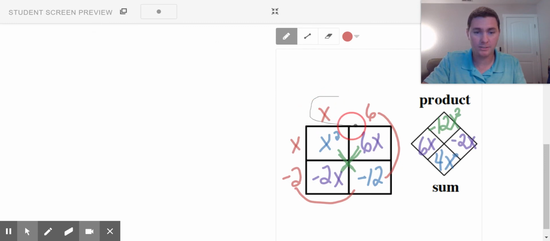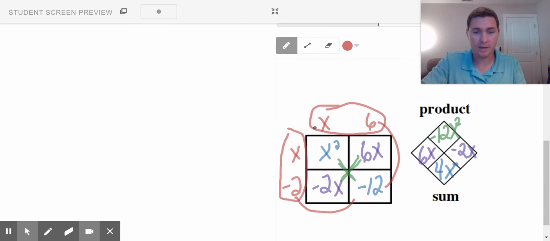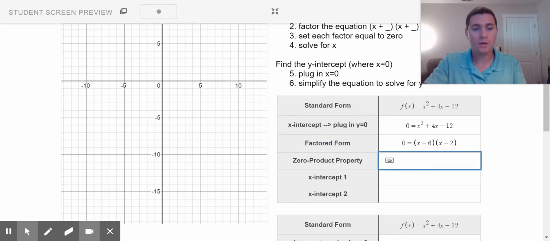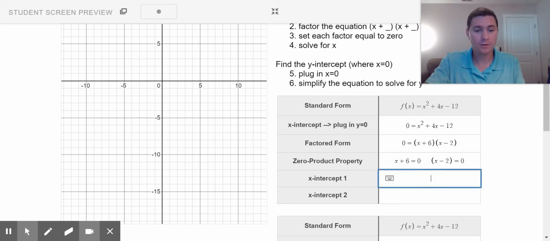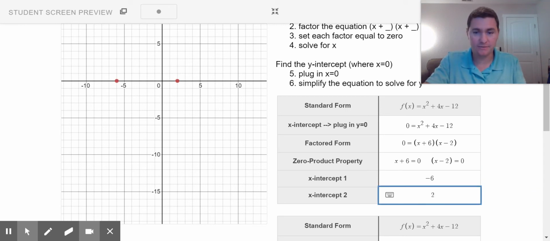I'm looking at the outside edge, the length and the width. Now that we've factored this, we apply the zero product property, which says if the length times the width is 0, then either the length, x plus 6, is 0, or the width, x minus 2, is 0. One of these two factors has to be 0. So this tells us our x-intercepts are negative 6 and positive 2.